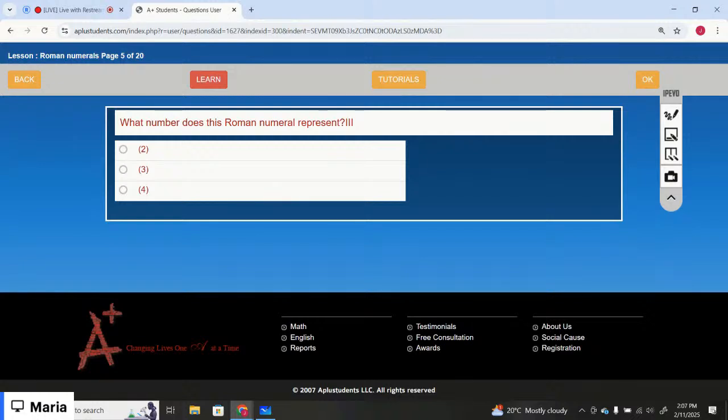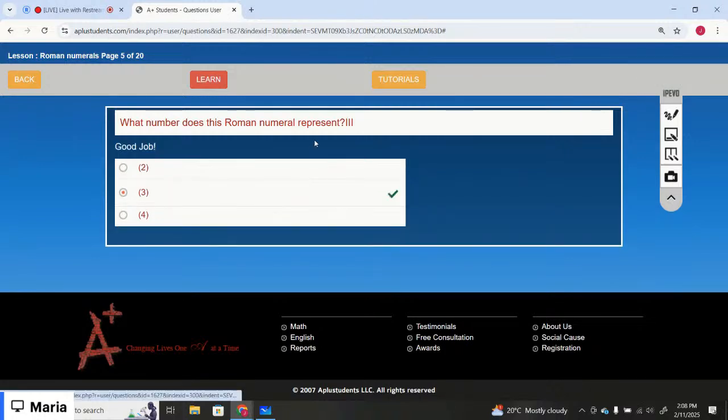Which number does the Roman numeral represent? So which is the correct option? Very good. The correct option is 3.